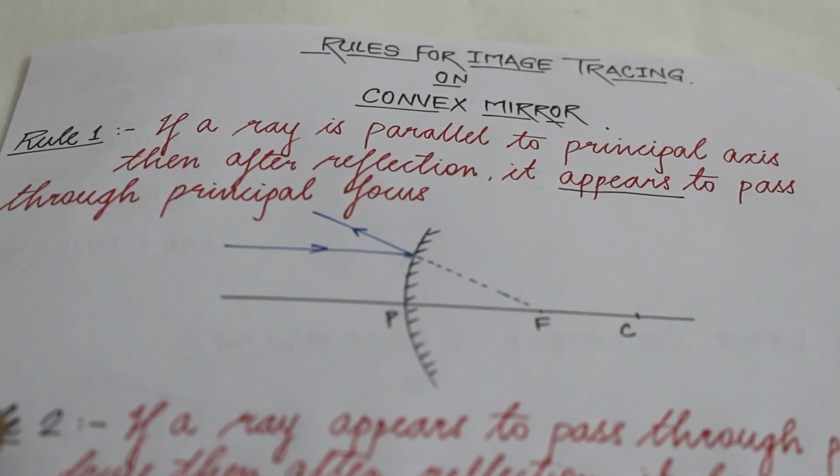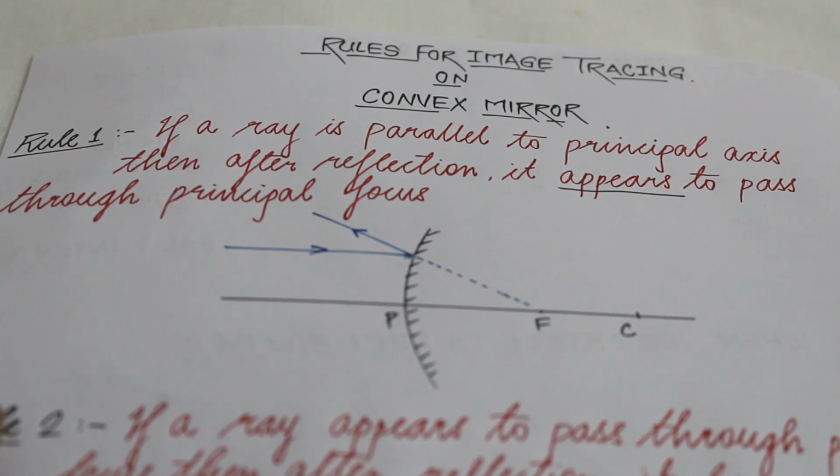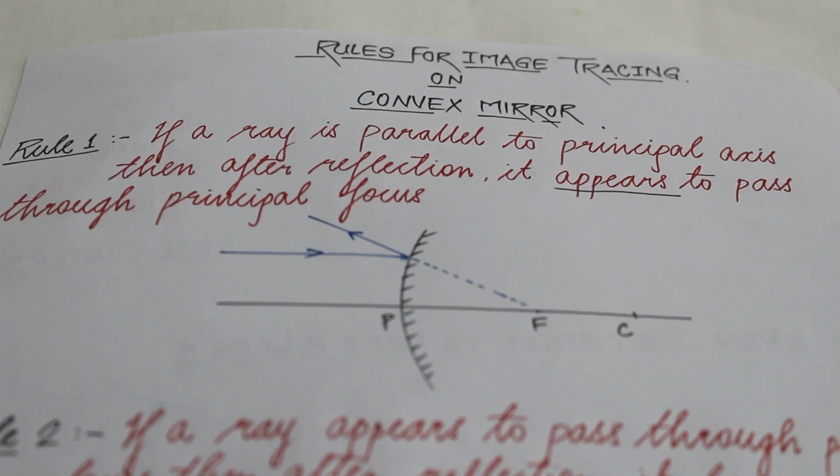As we have already studied, there are two types of spherical mirror, concave and convex. We have studied how to find out the position of image, or image tracing, on concave mirror. Now we'll study image tracing on convex mirror. For this we must again study the rules for image tracing on convex mirror.